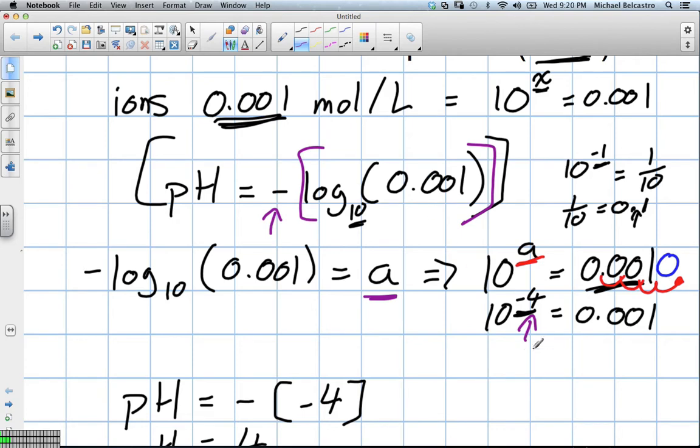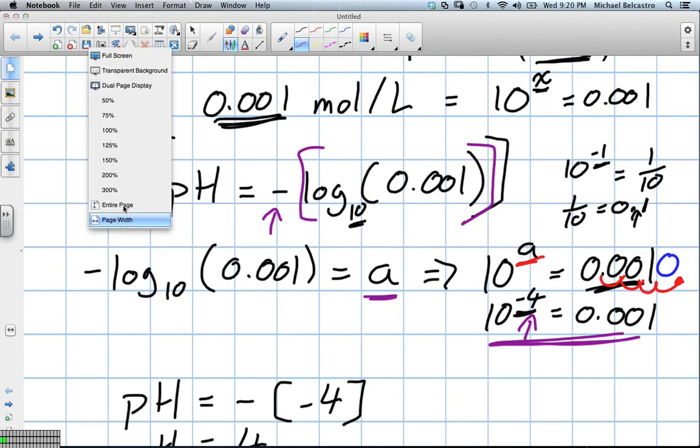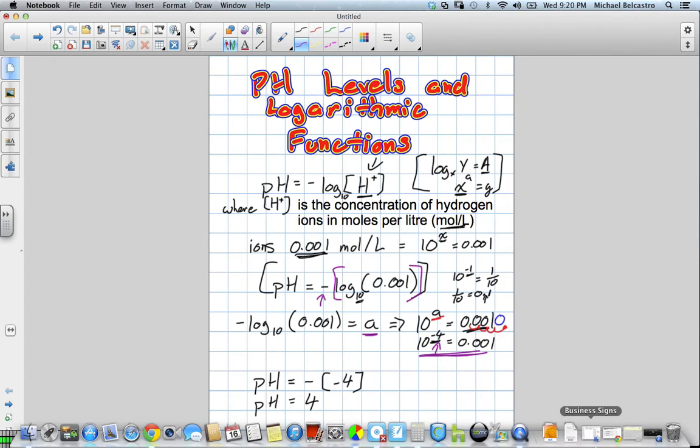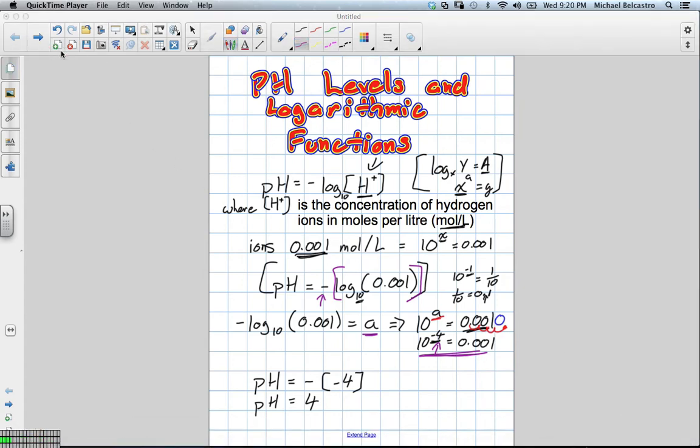So we evaluate the log the same way we had evaluated them before. You might be able to even put that in your calculator if you have log base 10. Do you? You might want to try that. But that's how we would do it without a calculator, calculating that pH level.